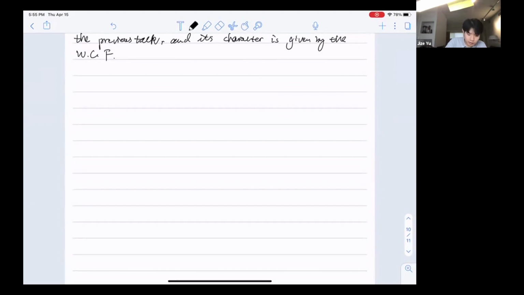Then as a corollary, we know this quantum Weyl module W_B lambda is in fact free over B.